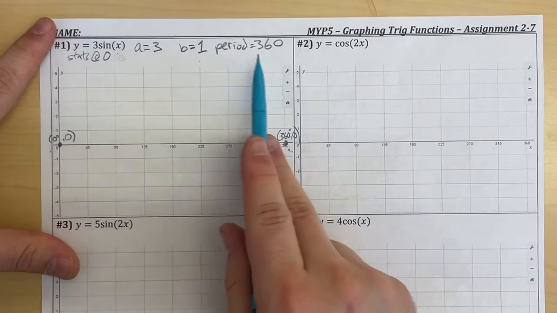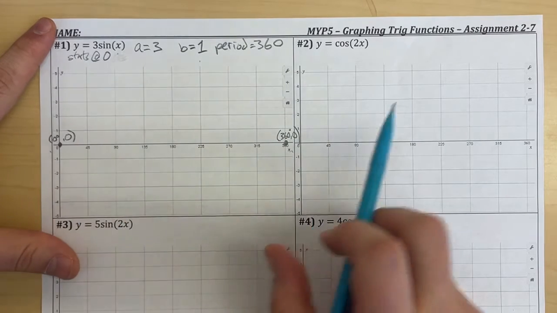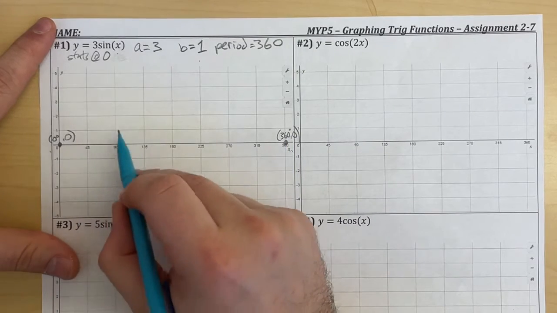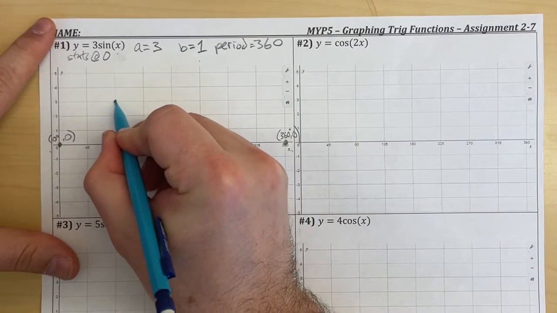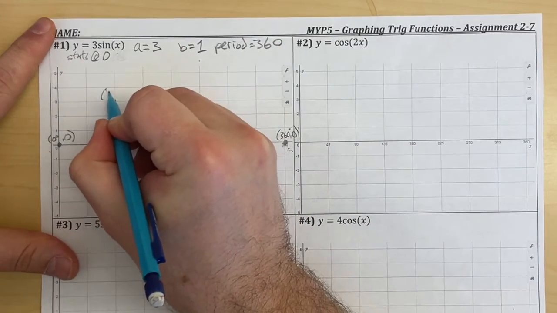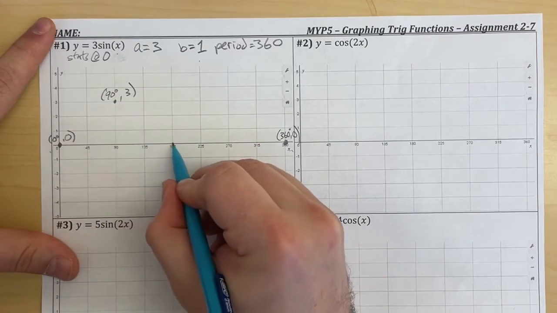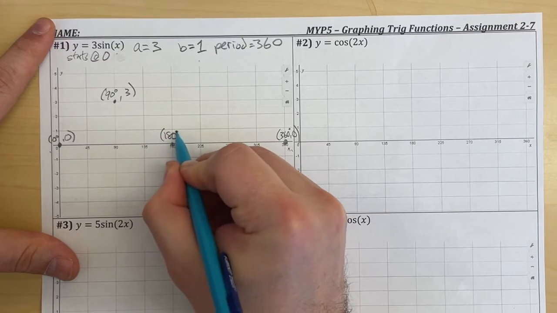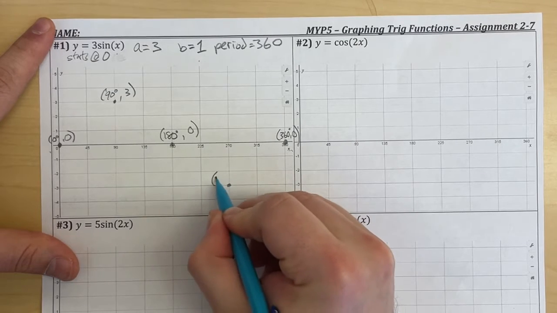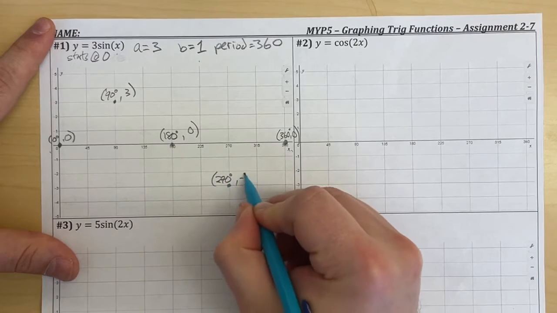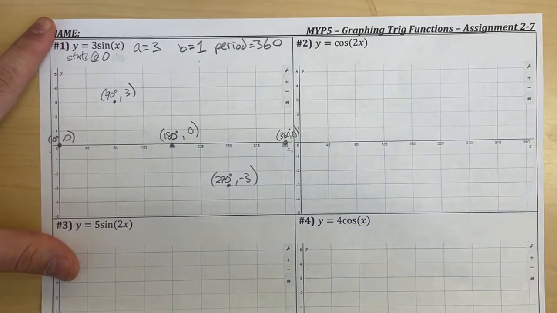Well, what I can do is I can take 360 divided by 4, because I need to have those 4 points in between. So that means I'll go up to 90 degrees. I'm going to say when x is 90 degrees, my y value is 3. My next value is going to be when x is 180 degrees, my y value is 0. And when x is 270 degrees, my y value is -3. And so you'll notice how it goes through one rotation from 0 to 360.